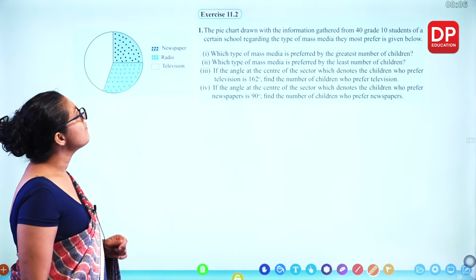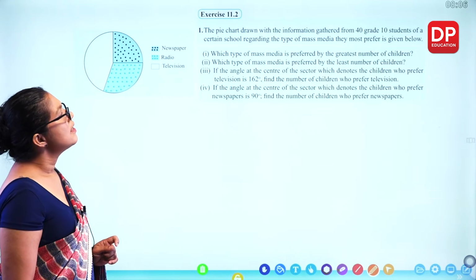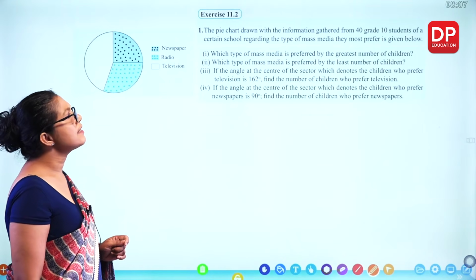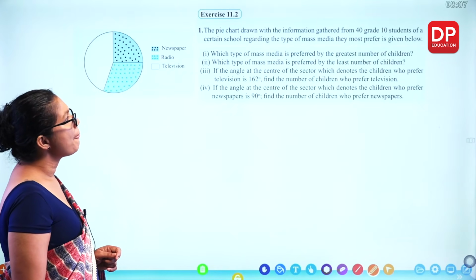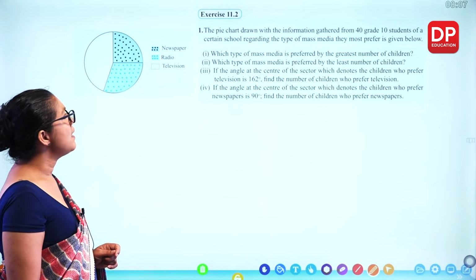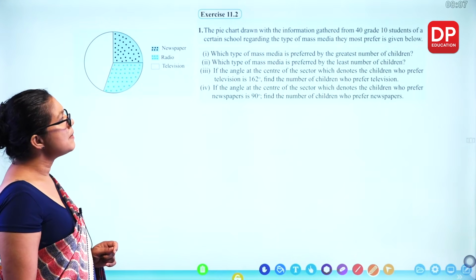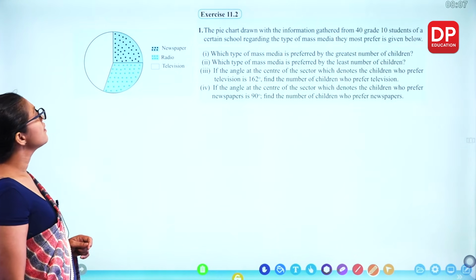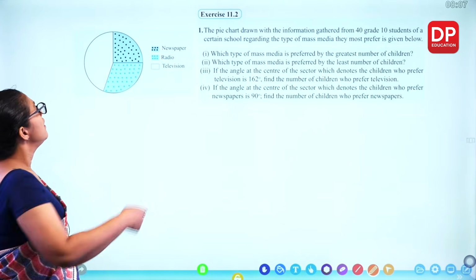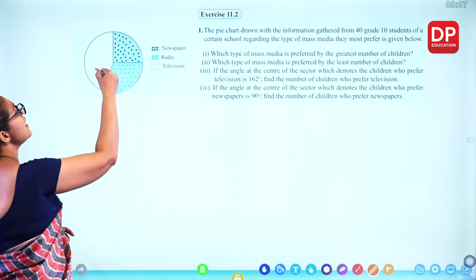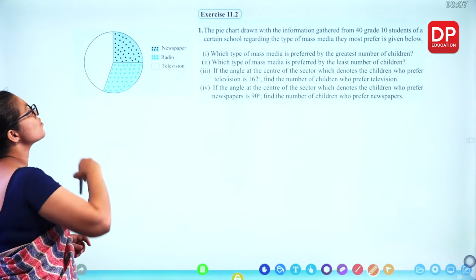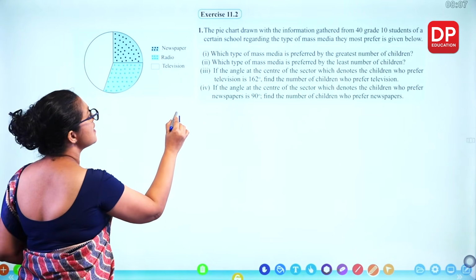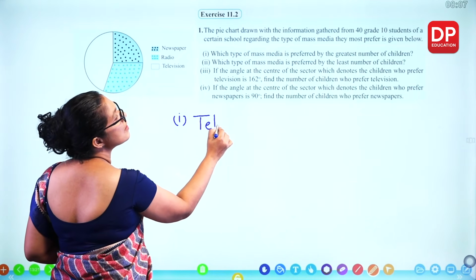So here you are given a pie chart gathered from 40 grade 10 students of a certain school regarding the type of mass media they most prefer. Which type of mass media is preferred by the greatest number of children? Now look at the pie chart. When you look at the pie chart, we can see this part is the biggest one. So that means the first answer is television.